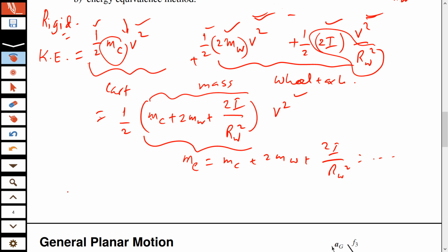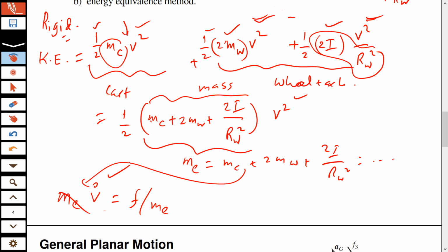You know that the equation of motion is m_e times v dot equals F, because that is the only net force. So you plug this value there, and maybe you can just divide both sides by m_e, and you have an expression for v dot. So that was the energy method. The energy method was much simpler compared to the free body diagram method. Any questions in this example?